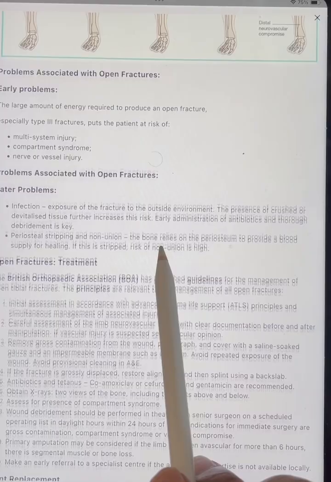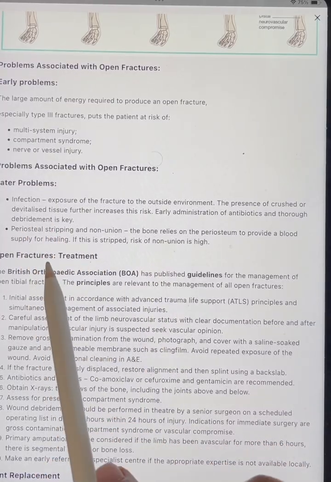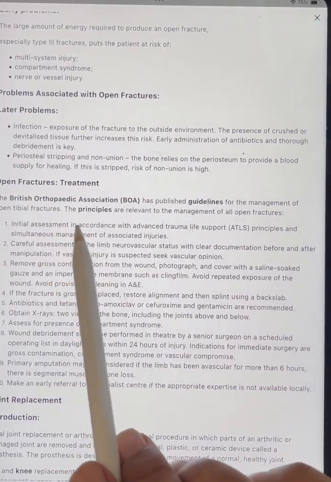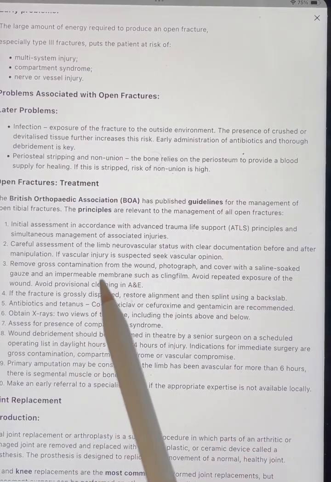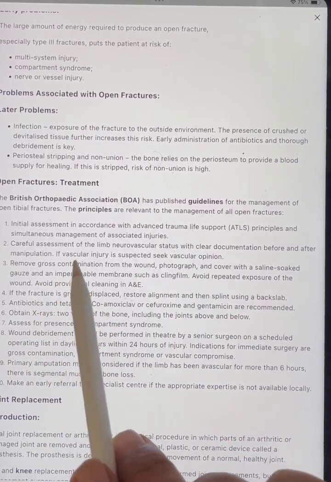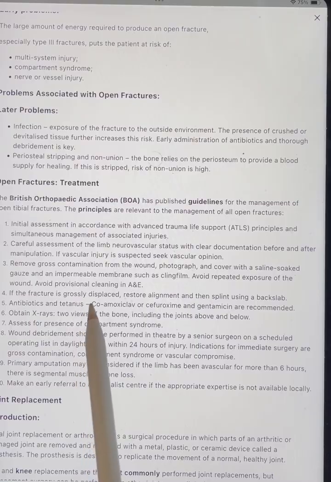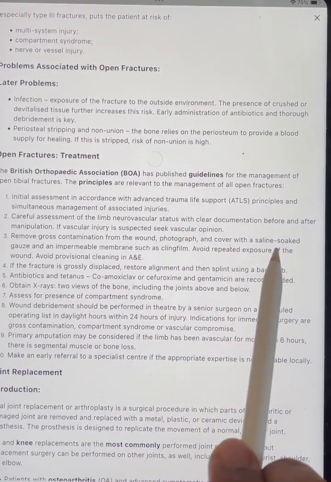Problems associated with the open fracture: later problems are infection and periosteal stripping. Open fracture treatment: the British Orthopaedic Association has published guidelines on what to do in open fractures. Initially, you have to assess using the Advanced Trauma Life Support principles. Careful assessment of the limb and neurovascular status is important.